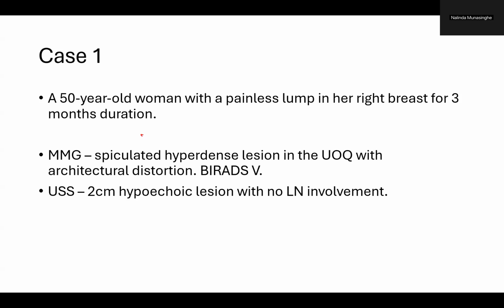So the next imaging would be the ultrasound scan. As I told you first, it's a very focused assessment, and the measurement of the cancer, the lesion, is also done very accurately with the ultrasound scan rather than the mammogram. It has showed a lesion of 2 centimeters, and when they see the axilla, there were no suspicious lymph nodes in the armpit.